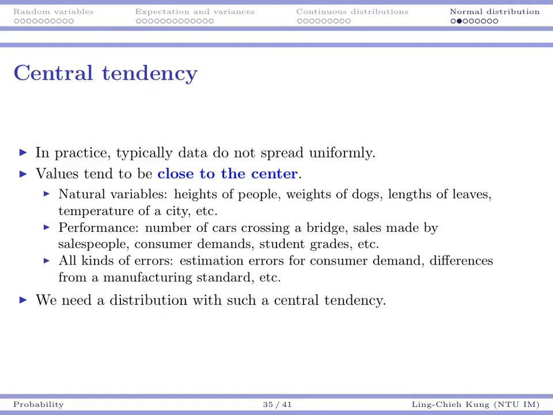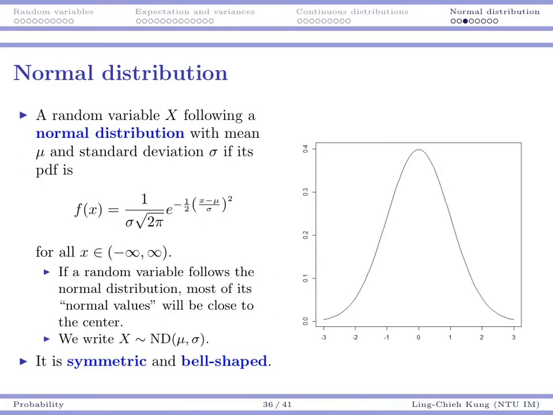So hopefully we can have a distribution that is useful and appropriate to capture that kind of central tendency. And hopefully that distribution is flexible enough so that it can fit all kinds of different random variables, all kinds of different situations. And that's something we have. That's normal distribution. So a normal random variable follows a normal distribution with mean mu and standard deviation sigma with its PDF something like this.